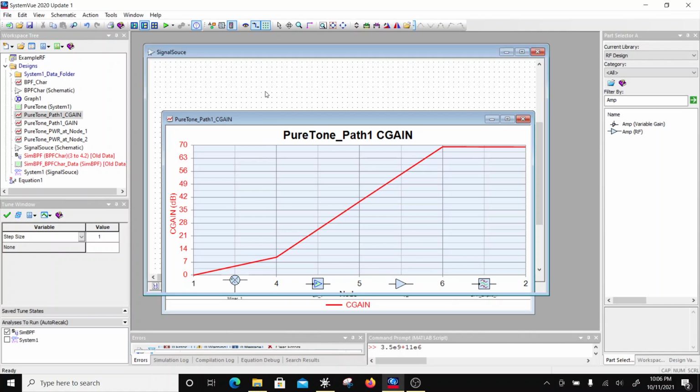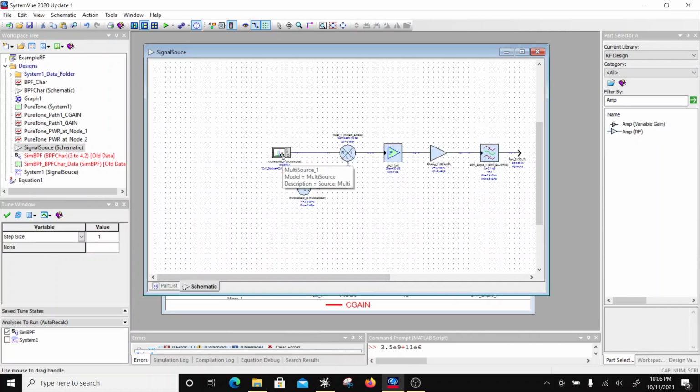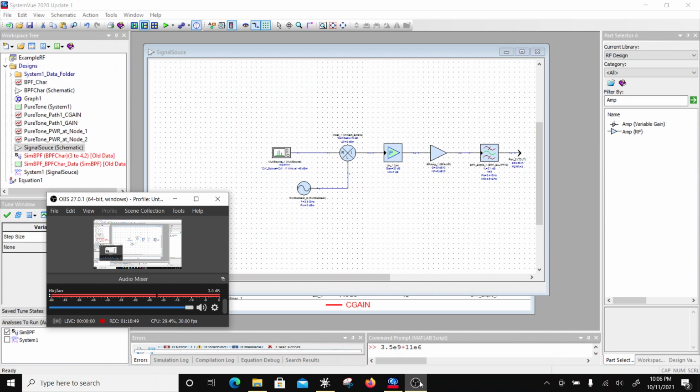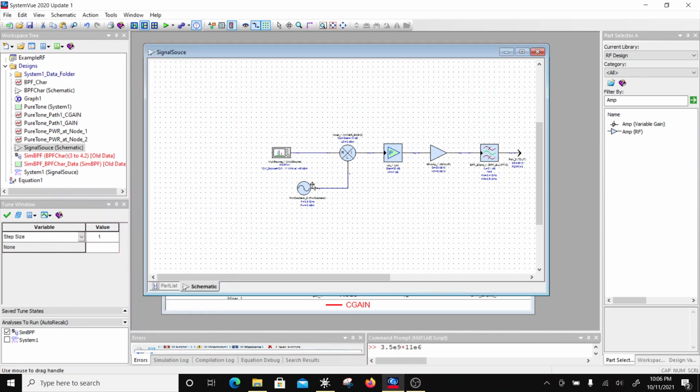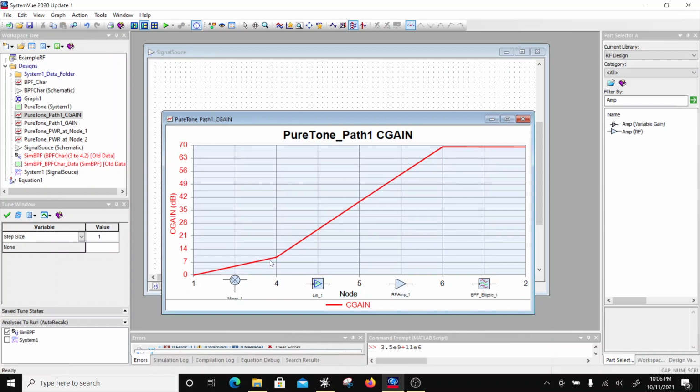So now if I give it minus 45 input, okay, so let me see if I'm recording. Yeah, so if I give minus 45 input, then if I look at the compression, the mixer is compressing by 0.3 dB and the PA is compressing by 0.5 dB.